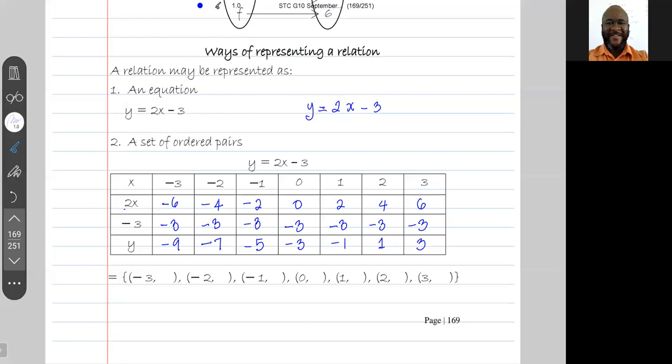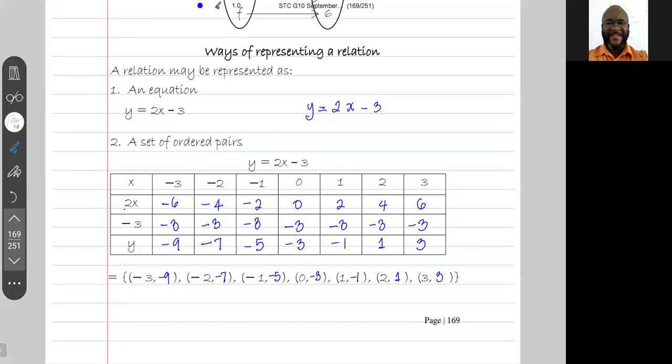So when x is -3, y is -9. When x is -2, y is -7. When x is -1, y is -5. When x is 0, y is -3. When x is 1, y is -1. When x is 2, y is 1. When x is 3, y is 3.